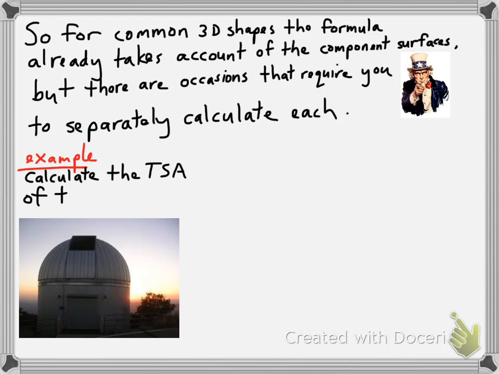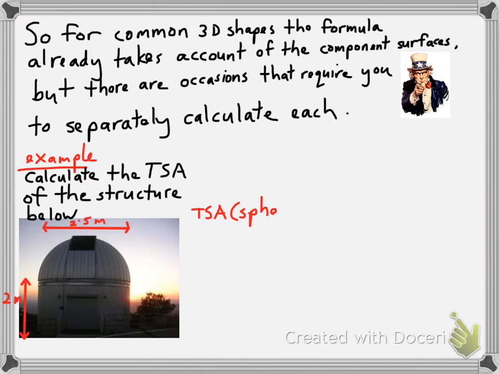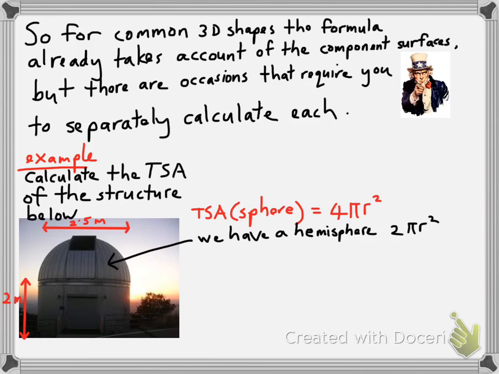Example, calculate the total surface area of the structure below. Now we've got the distance 2.5, which goes across the top of that dome, and that's going to represent the diameter of that sphere. And we've also got 2 meters over here, which represents the height of the cylinder. Now the total surface area formula for a sphere is 4 pi r squared. But we don't have a whole sphere, we only have a hemisphere or half sphere. So we'll halve that formula to give us 2 pi r squared and calculate that using the radius, which will be 1.25.